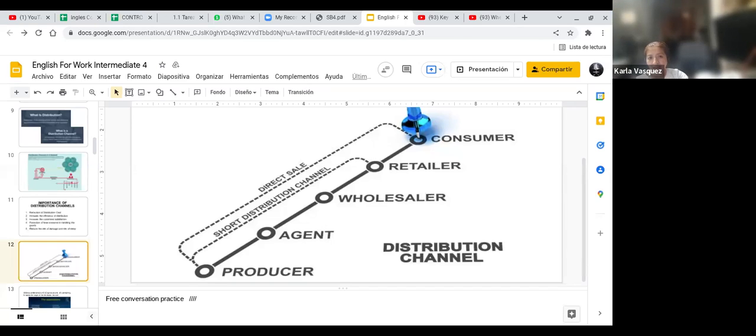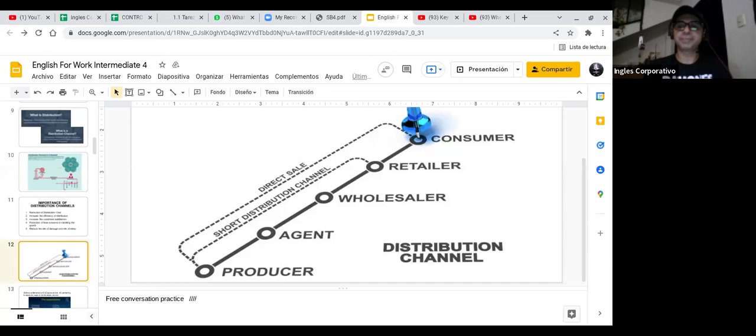And teacher, I think that each level has different benefits, because each level, I imagine, has a different price because the quantity of sales is different for a wholesaler in comparison to a consumer, for example. Entonces, the price is changed because the quantity of sales is a difference too. Very good, perfect.